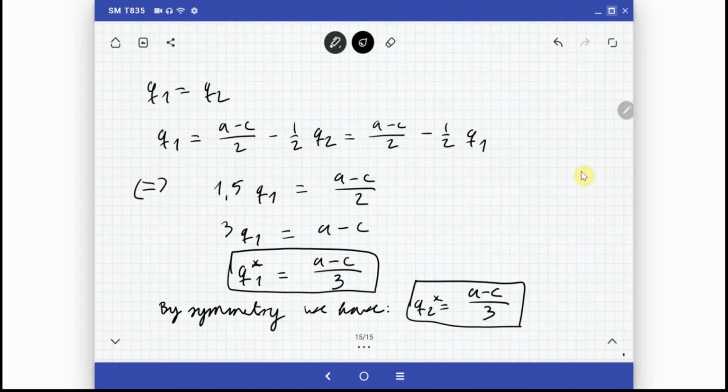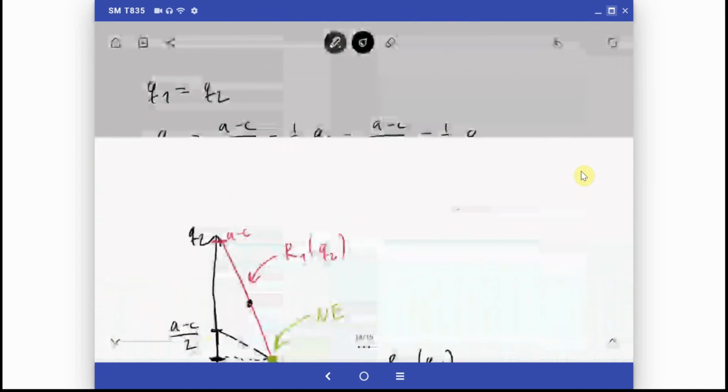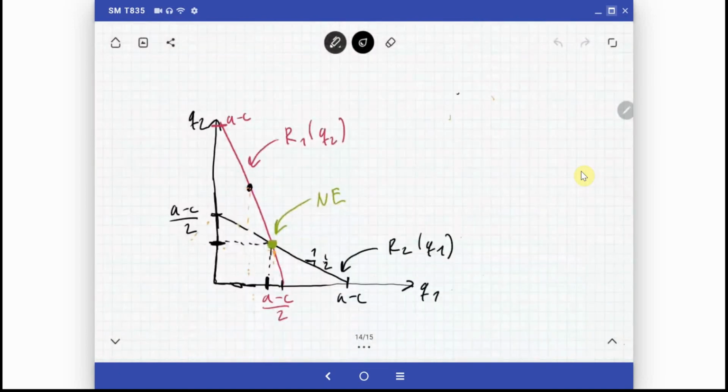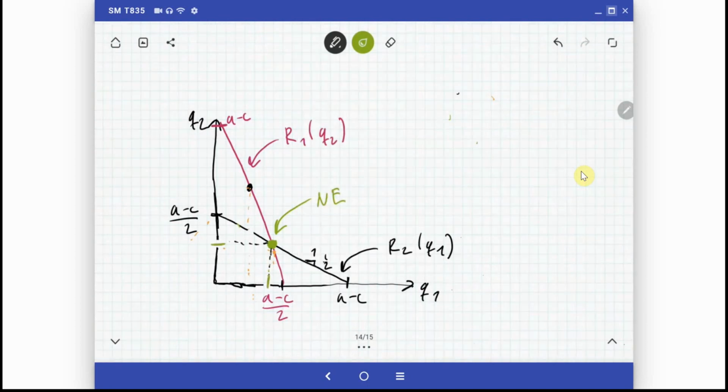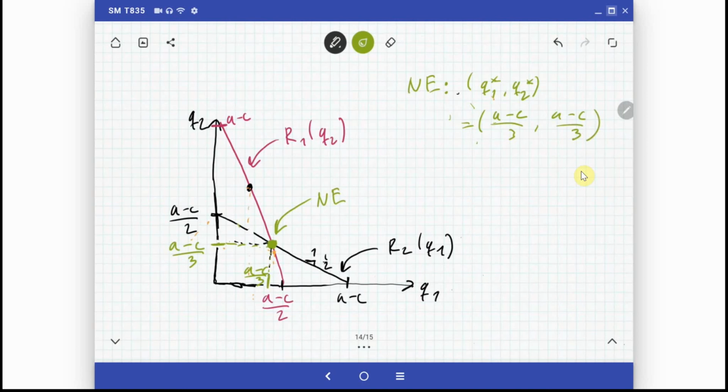So this is basically the quantities in our Nash equilibrium, meaning that this quantity here is (A minus C) divided by 3. Let me use a new color. This one, and then this one, (A minus C) divided by 3, and then we also have here (A minus C) divided by 3. So we can write that our Nash equilibrium in this game is (Q1, Q2) equal to ((A minus C) divided by 3, (A minus C) divided by 3). So here we have found the unique Nash equilibrium in which no player wants to deviate.